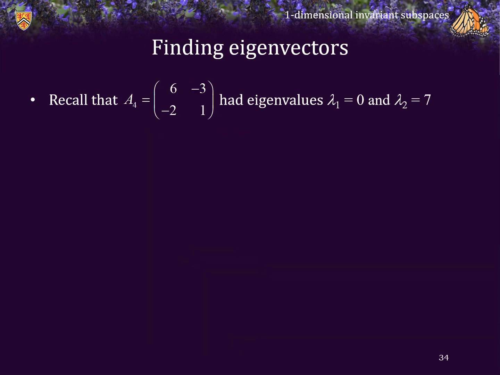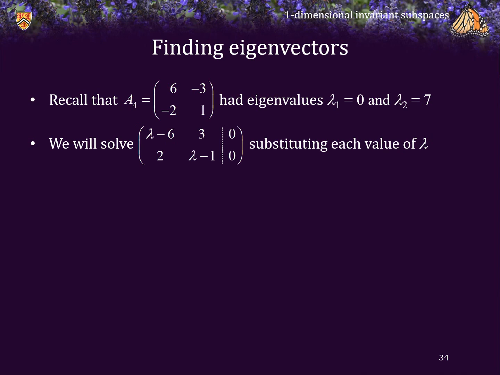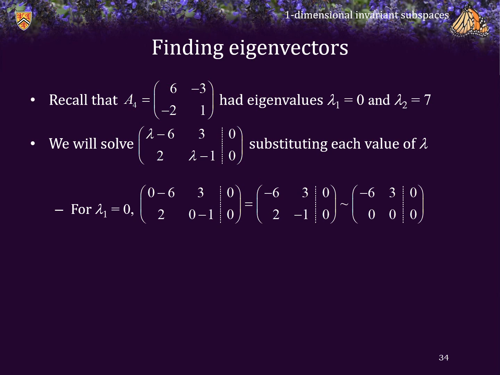Here we had a matrix that had a 0 eigenvalue and the other eigenvalue was 7. Once again, we will substitute in both values of lambda into this homogeneous system of linear equations. Substituting in the value 0 gives us this matrix here, and applying Gaussian elimination very quickly demonstrates that alpha 2 is a free variable and alpha 1 is equal to half of alpha 2.